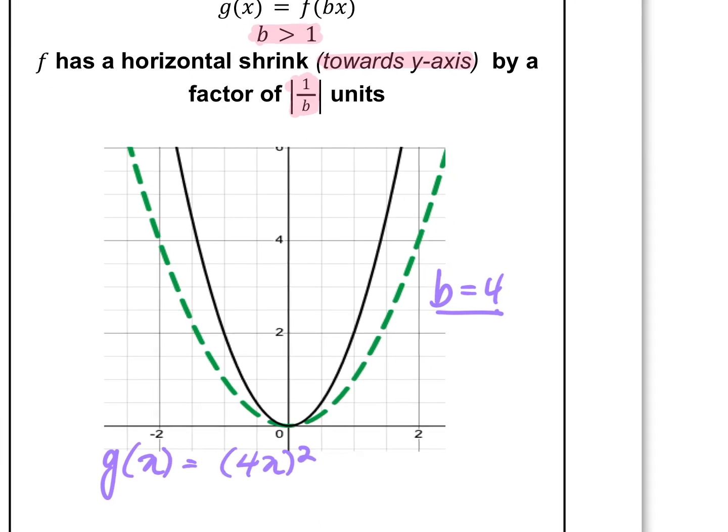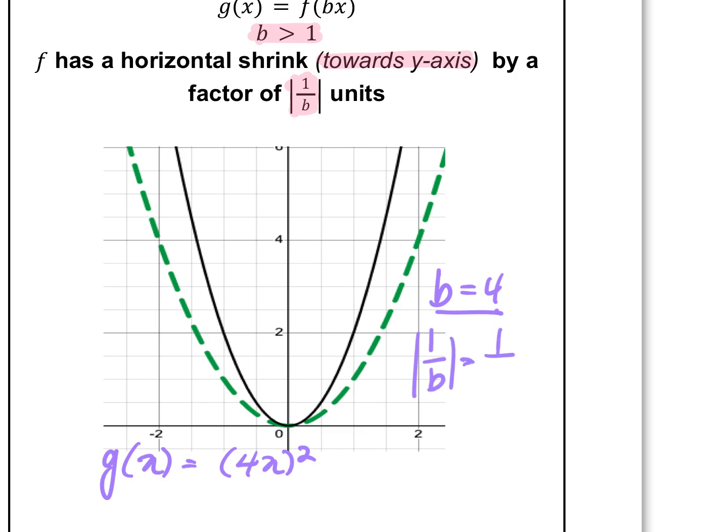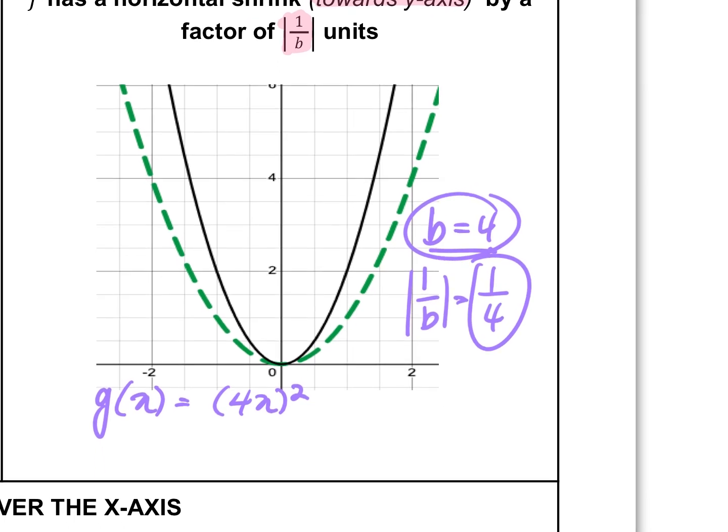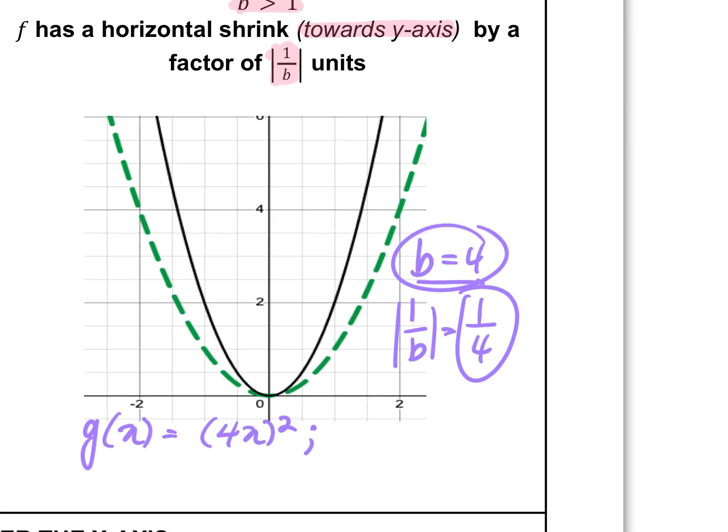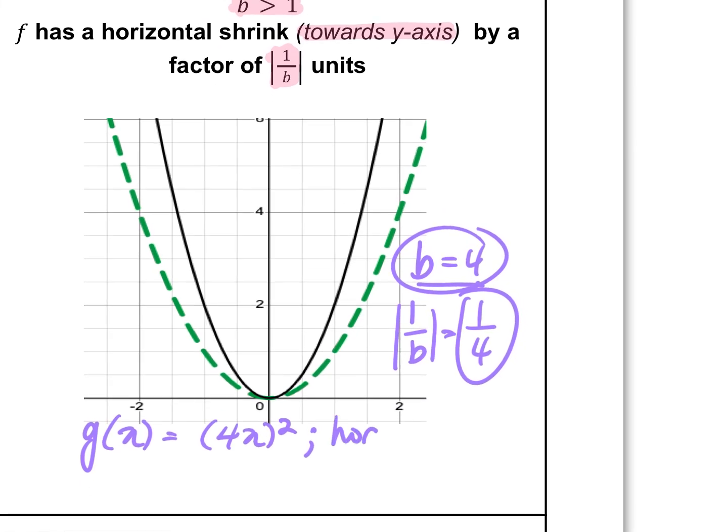So if we're going to be looking at its factor or describe its factor, we're going to use 1 over b as our basis. 1 will still be there, and the value of b is 4, and that's going to give you a factor of 1/4. So if you're going to describe this one, it's going to say that it has a horizontal shrink by a factor of 1/4.